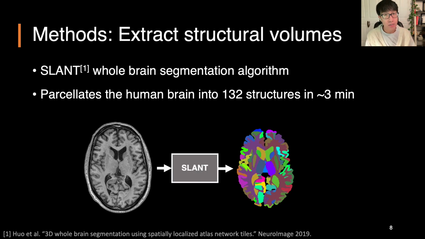So for whole brain parcellation, we use SLUNT. This is an automatic algorithm that takes a T1 image as input, and the output is a parcellated brain into 132 structures. And we can use this SLUNT algorithm to extract some volumetric measurements of our data.